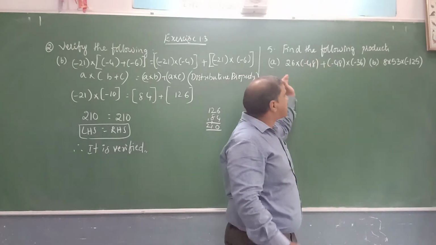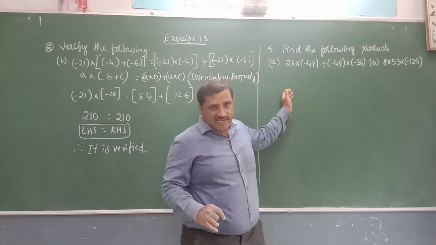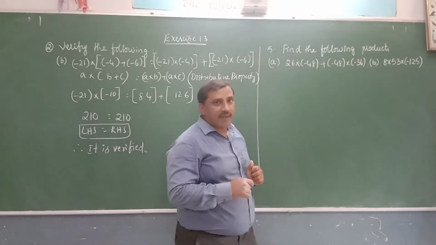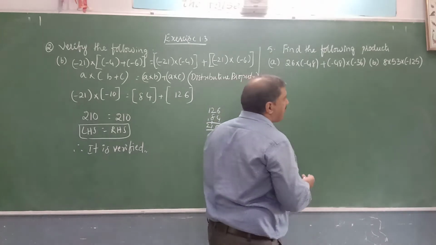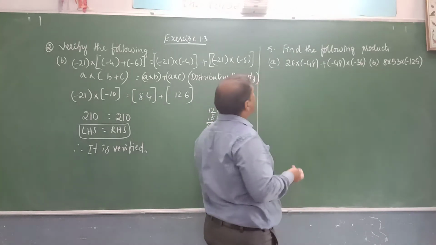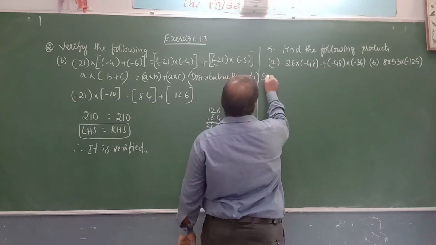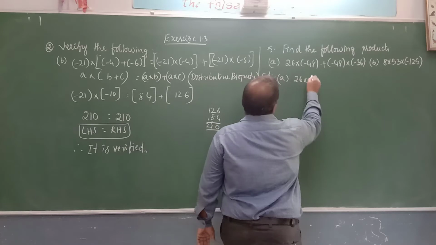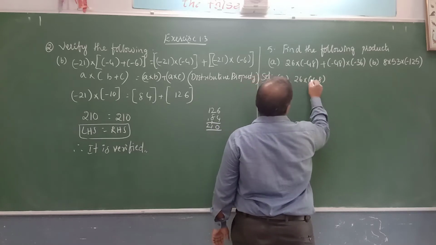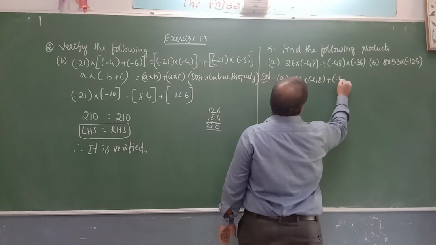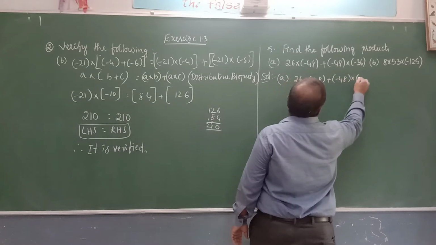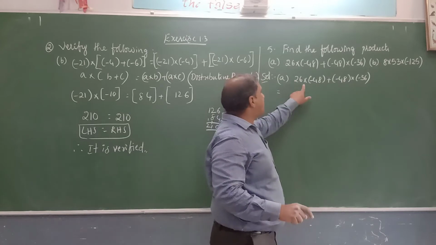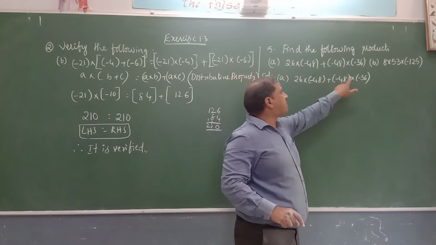While finding these products, use the suitable properties which we have already learned under multiplication or under addition also. Whatever property is suitable, that property we should use. So here, part a: 26 into minus 48 plus minus 48 into minus 36. If you observe here, minus 48 is common.